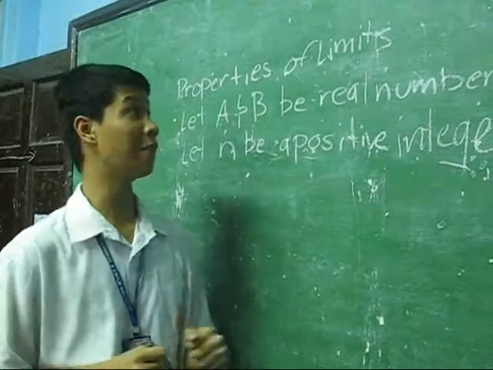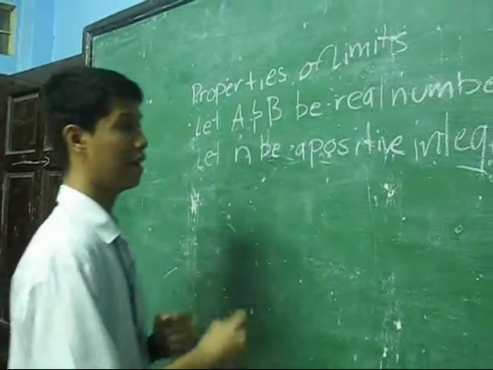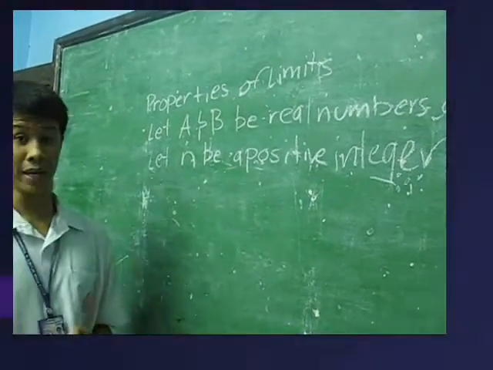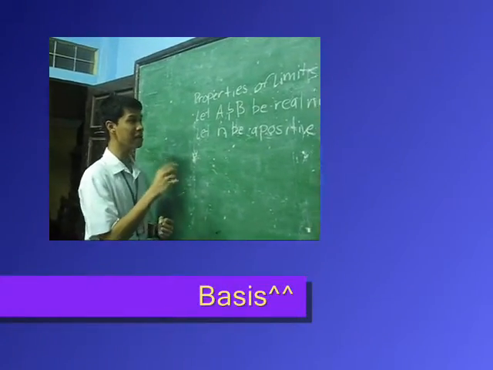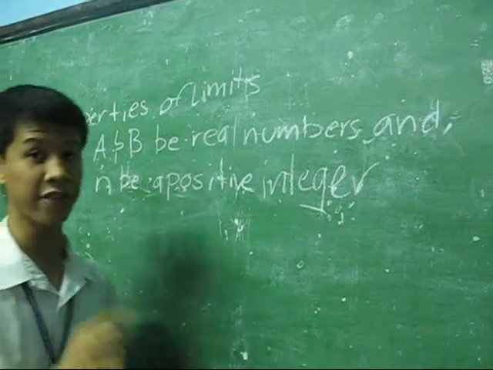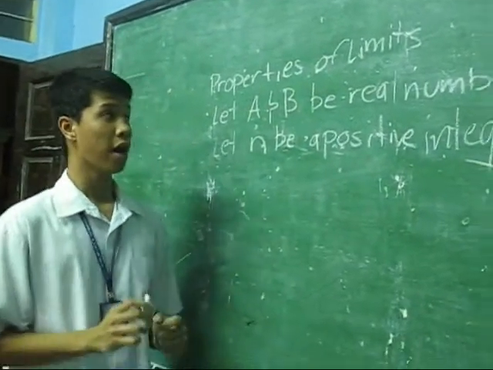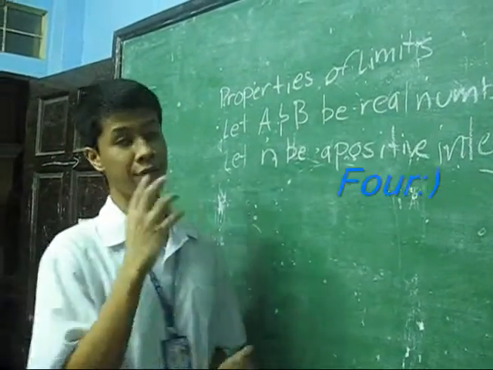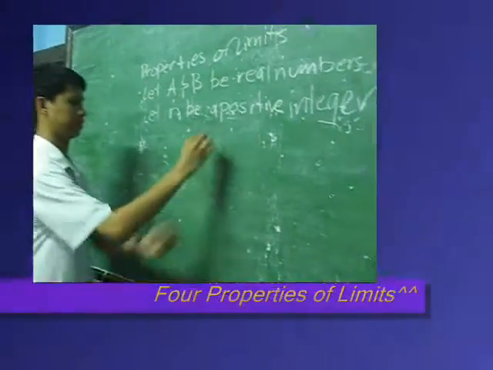So I will discuss the properties of limits. Let us use this statement as our basis. Let a and b be real numbers and let n be a positive integer. So, in the properties of limits, we have 4. So I will give them.